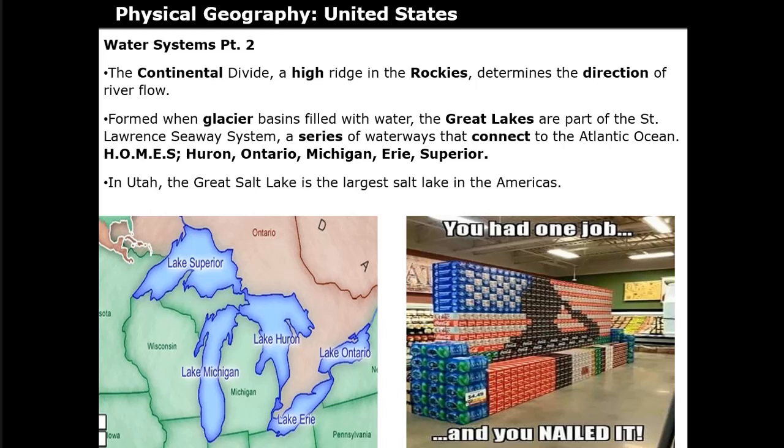And then one other lake that you do need to know for the United States is in Utah, the Great Salt Lake. It's the largest salt lake in America. And so you do need to know the Great Salt Lake and that it is the largest salt lake in America.